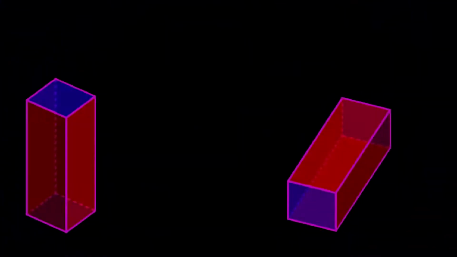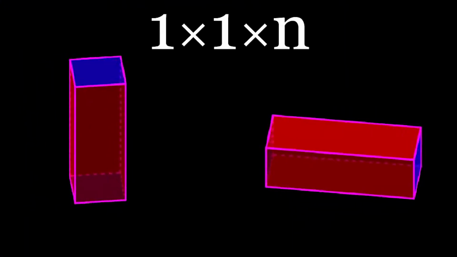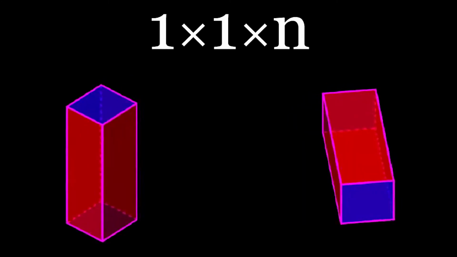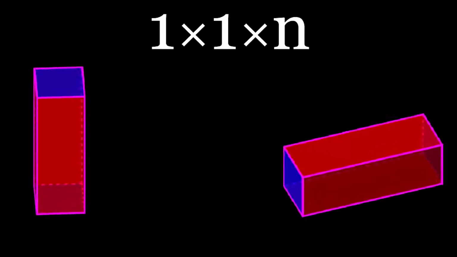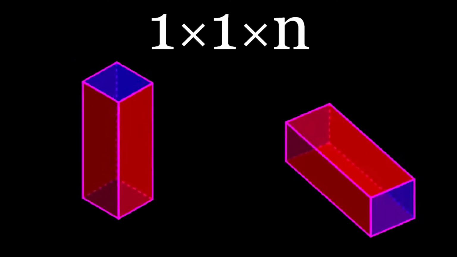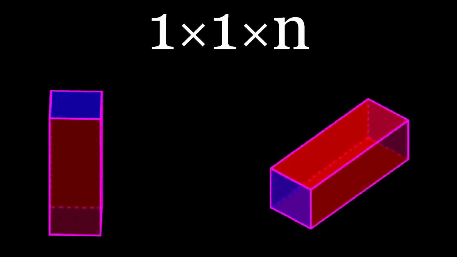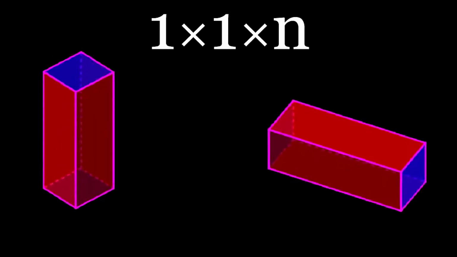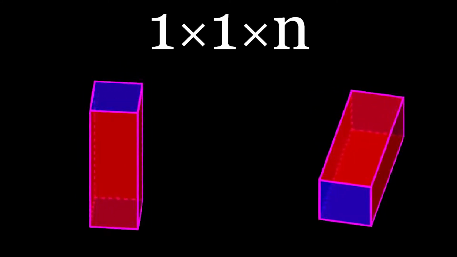A beam is a rectangular prism of size 1 by 1 by n. Observe that each beam has its long faces, which are drawn in red, and its square faces, which are drawn in blue.